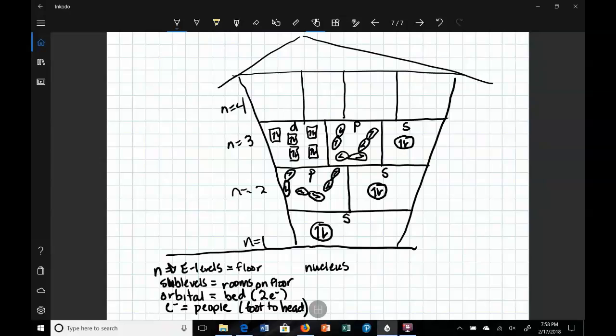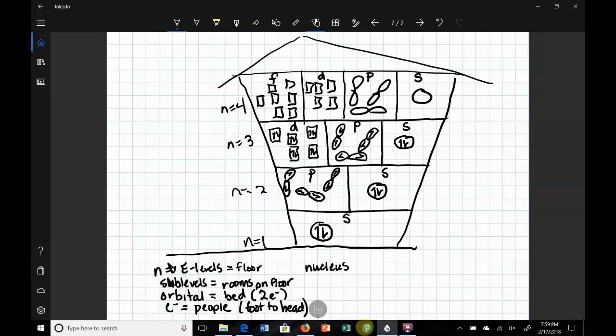So on the fourth floor, we've got an S room, a P room, a D room, and an F room. And we've got an S bed, 3 P beds, 5 D beds, and we've got 7 F beds. And I won't draw the electrons in the top, but you'll see.